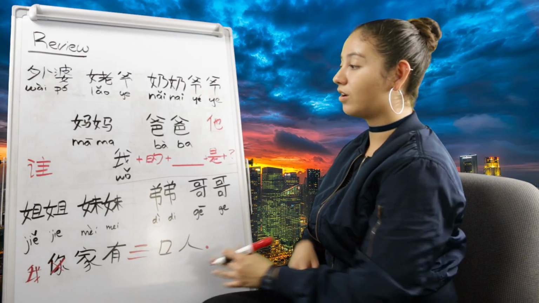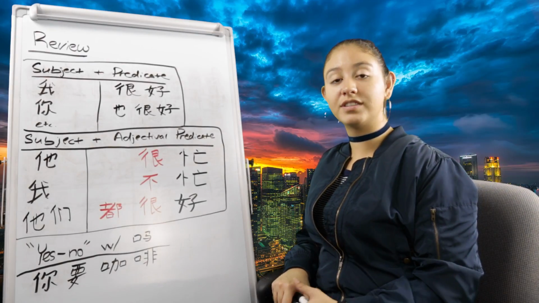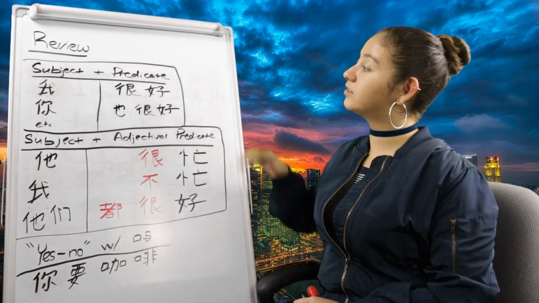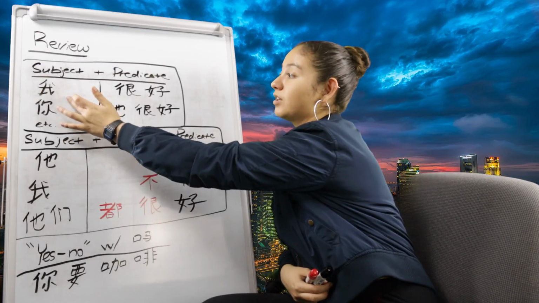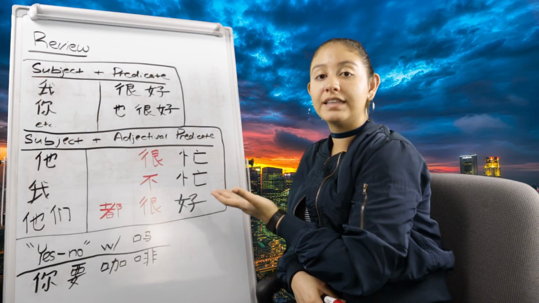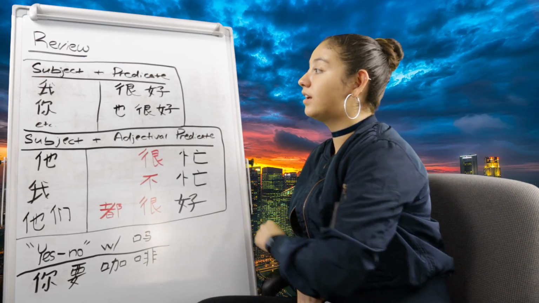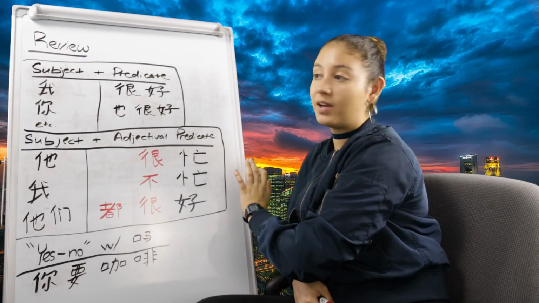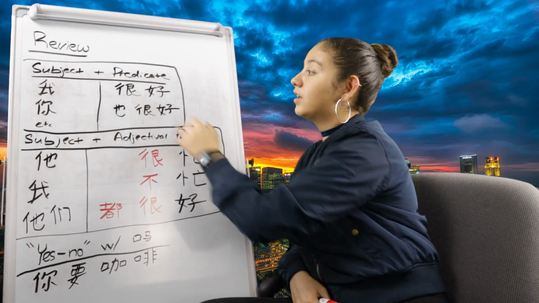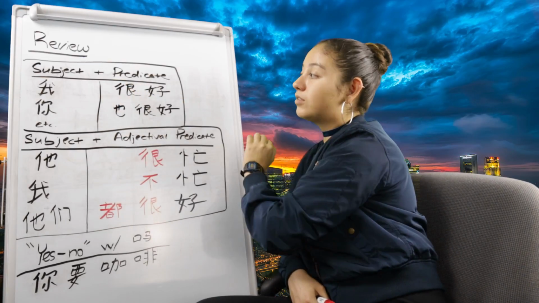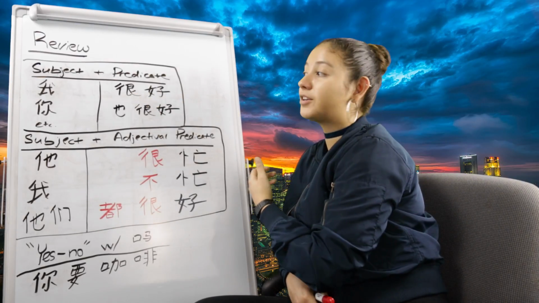So let's go on to our grammar structure. Here we have a summary of all the sentence structures that we went over. Our first one is a subject with a predicate. You will always have your subject first, which is 我, 你, 他, meaning I, you, him, things like that. And then you would put your adjectives after. So you have 我很好, meaning I am doing very good. 很 meaning really, 好 meaning good, 很好 put together, doing very good.